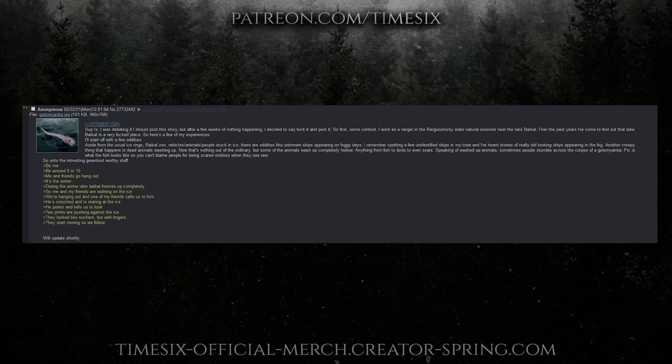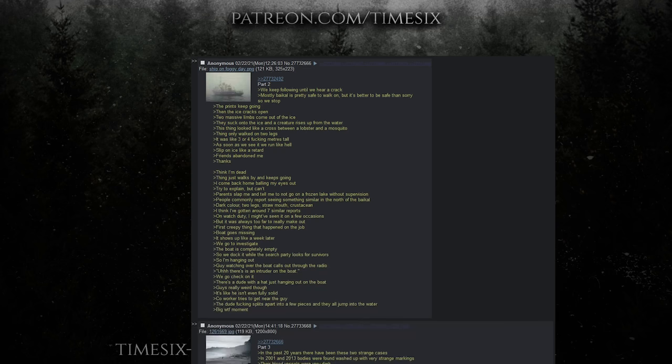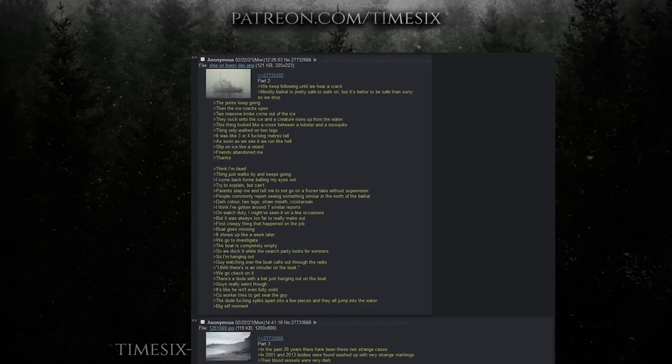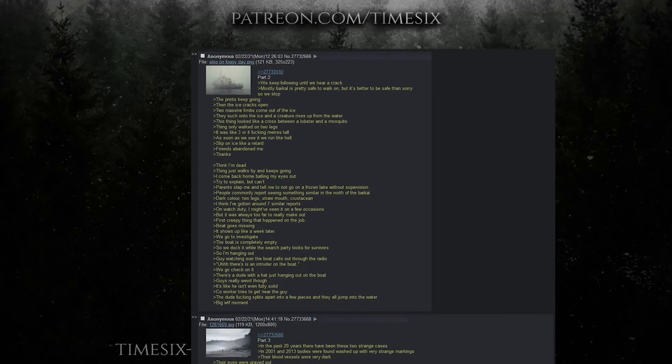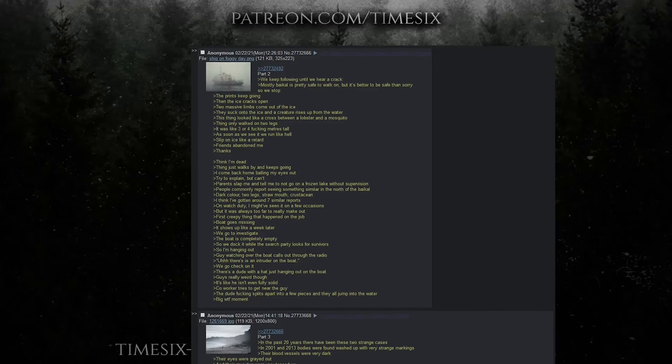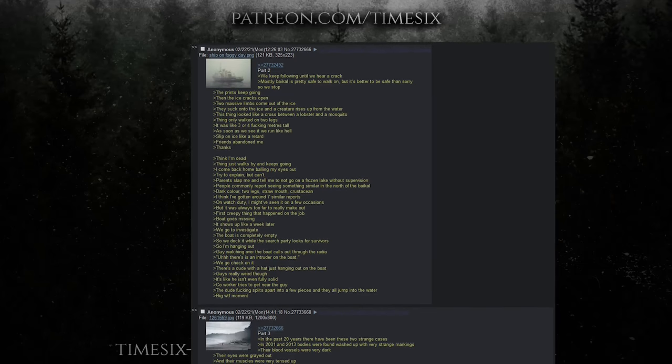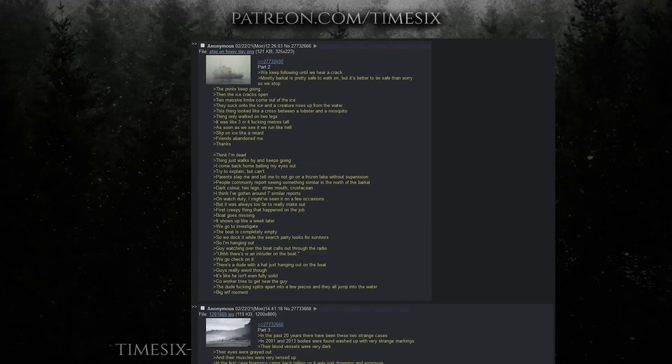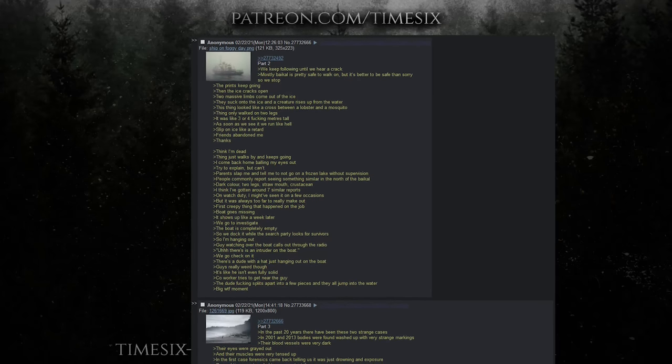Two prints are pushing against the ice. They look like suckers, but with fingers. They start moving, so we follow. Part 2. We keep following until we hear a crack. Most of Lake Baikal is pretty safe to walk on, but it's better to be safe than sorry, so we stop. The prints keep going. Then, the ice cracks open.